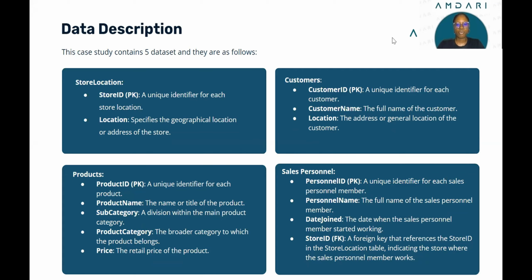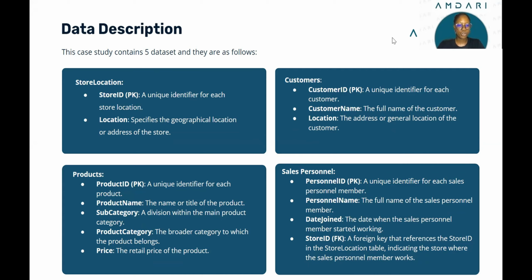For this project, we have been provided with 5 different data sets to work with. And the first data set is the store location data. The store location data has just 2 columns in it. The first column is the store ID, which is a unique identifier for each store location. The second column is the location, which is the geographical location or address of the store. For the store location data, the store ID is the primary key.